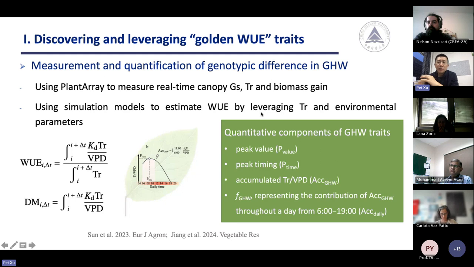By doing so, we were able to dissect the GHW traits into several quantitative components. For example, the peak value, which shows the highest value of the WUE during the day; the peak timing, which indicates when the highest WUE appears; and the accumulated TR to VPD ratio during the golden hours as a function of the WUE. So they are very important. And we also define a parameter called FGHW, which represents the contribution of the accumulated WUE during the golden hours throughout a day, or the daily accumulative WUE.